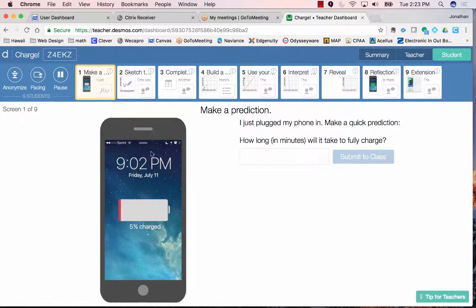But we're going to play around with cell phone charging data. So here we go. We're going to make a prediction. We just plugged my phone in. How long do I think it'll take to charge? It's 5% right now. To charge, I'm going to say in minutes, 2.5 hours. That's what I would guess. So that would be 60, 60, 30. It'd be 150 minutes. There we go. Let's move on to slide 2 now.